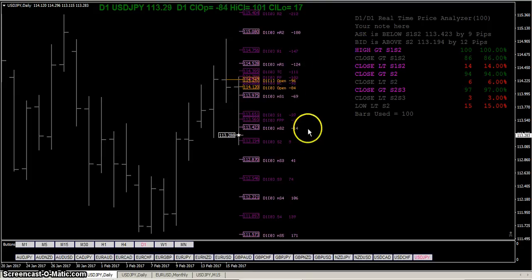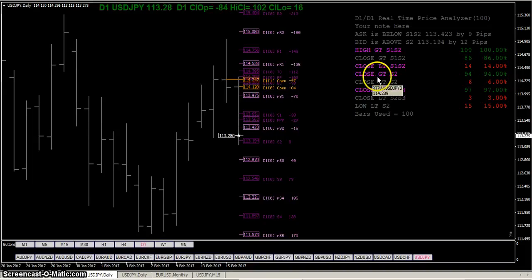Then based on that, it says, okay, if it's below S1, S2, how many times over the last 100 days was the high greater than that? You can see 100% of the time. And right now, the close is not greater than S2, and that's why this is gray. But the close was greater than S1, S2 86 times, or 86%. It was less than S1, S2, which it is right now, 14 times, or 14% of the time.